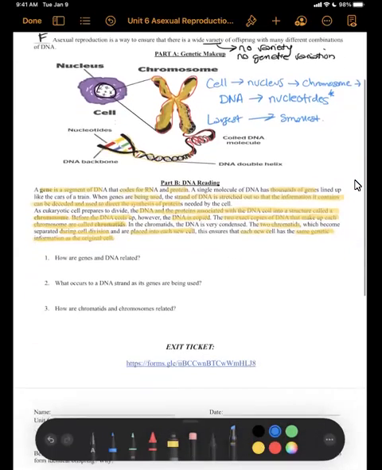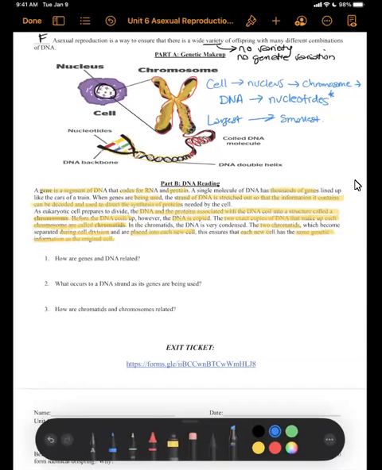All right, first question. How are genes and DNA related? Well, a gene is a segment of DNA that codes for proteins, right? So the protein that gives your eyes their color is made from a segment of your actual DNA. That's why you have a very specific eye color. Your eye color doesn't just change from brown to blue, excuse me, to hazel, to green. If you have brown eyes, you have brown eyes. That's it.